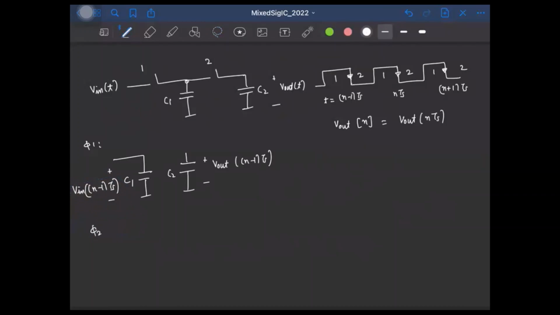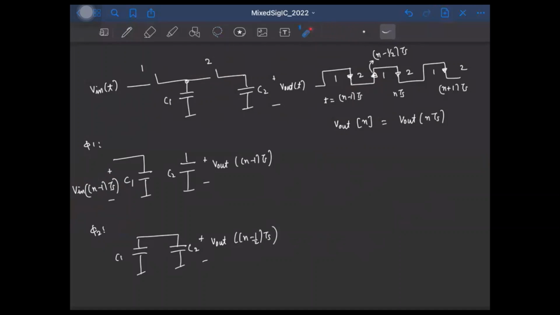So during phi 2, what happens? We have the two capacitors connected in parallel because the switch is closed, and phi 2 is this time interval. So at the end of phi 2, at this time instant, this is (n minus half) times Ts, right? So let's find the output voltage first at this time instant. And this is C1, this is C2. So the output voltage is going to be V out of (n minus half) times Ts, right?